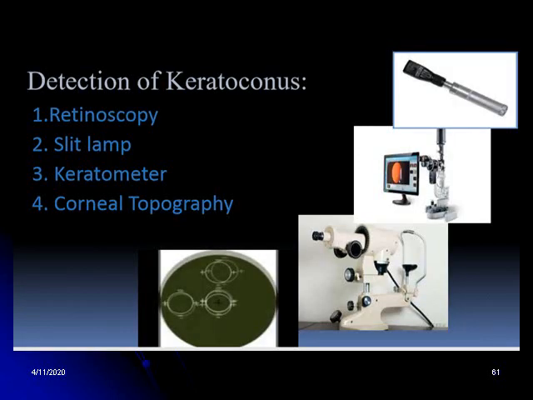Now, there are different modalities for the detection of keratoconus, ranging from the simple primitive tools, that is the retinoscopy, slit lamp and keratometry, and advanced tools, that's the corneal topography. Actually, with the discovery of the corneal topography, we came across a new entity of keratoconus, the subclinical keratoconus, so that we can detect keratoconus in very early stages, even before it becomes evident clinically. So just for your knowledge, we can detect keratoconus by retinoscope, by slit lamp, by keratoscope or keratometry, and by topography.